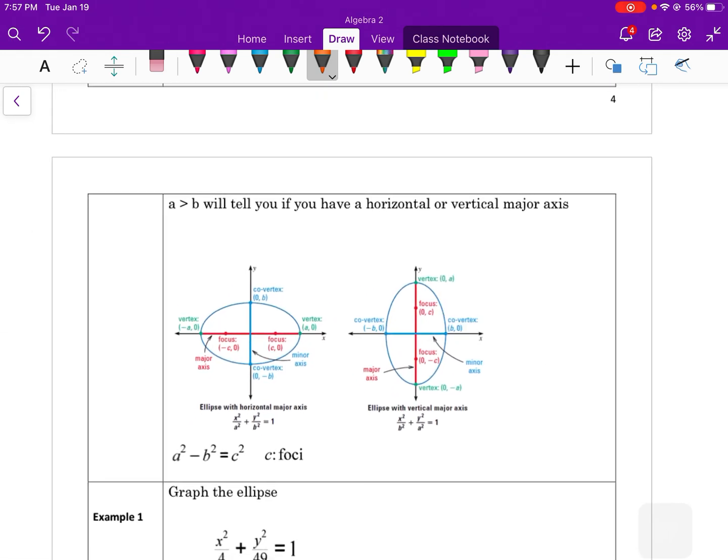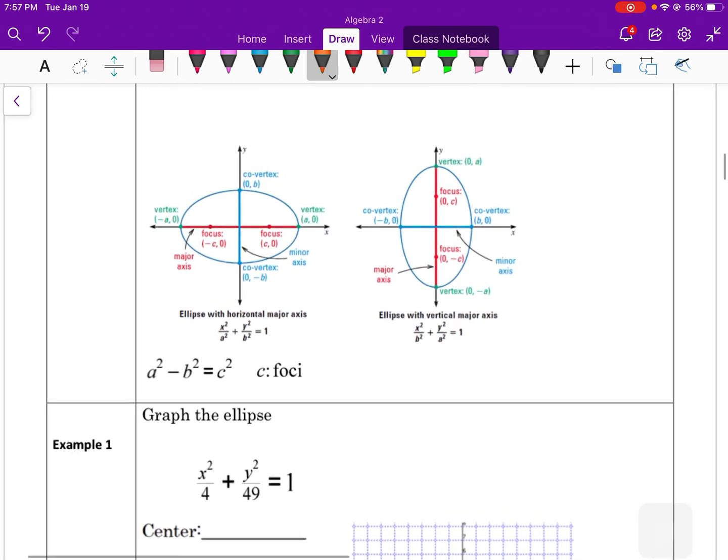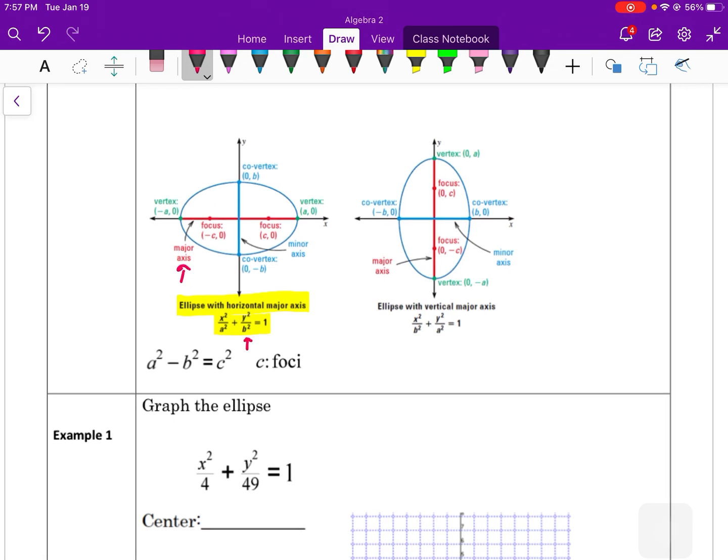It says a greater than b will tell you if you have a horizontal or a vertical major axis. There's a lot going on this page, but once we break it down, it'll make sense. Right here it says an ellipse with a horizontal major axis will be such that x squared over a squared plus y squared over b squared equals 1. In this case, a is greater than b, and it lives under the x squared value. So the major axis is the x-axis, and since b is under the y squared, that would be our minor axis, which is the y-axis.